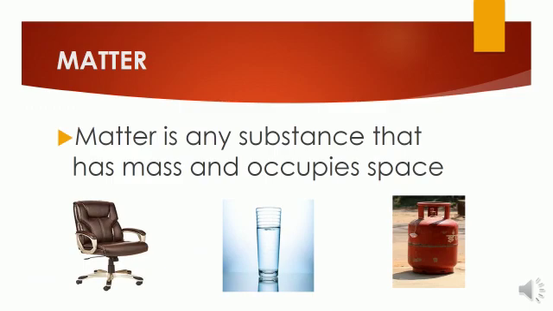So the question arises, how do we identify matter? And the answer is, any substance that you find around you, if it has mass and occupies space, it is matter. Think about the chair you are sitting on. It needs space, and if you lift it, you feel it is heavy. So, obviously, it is matter.